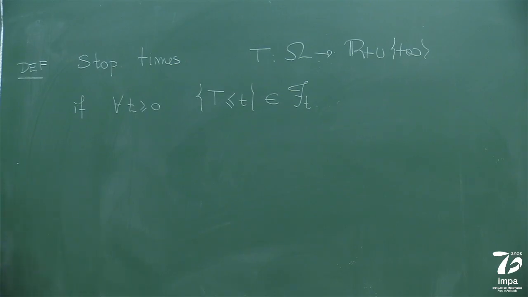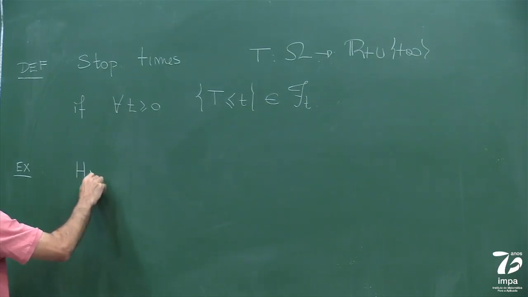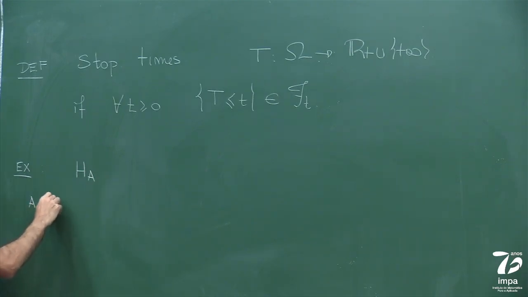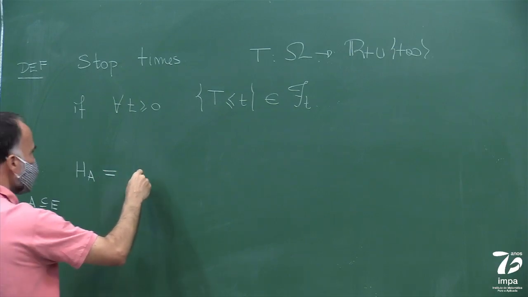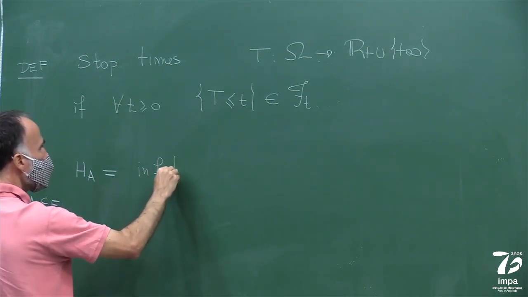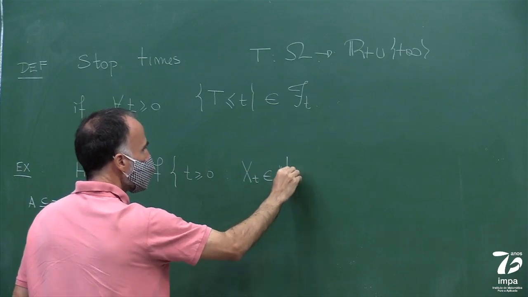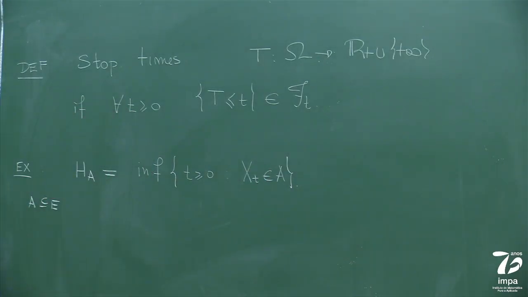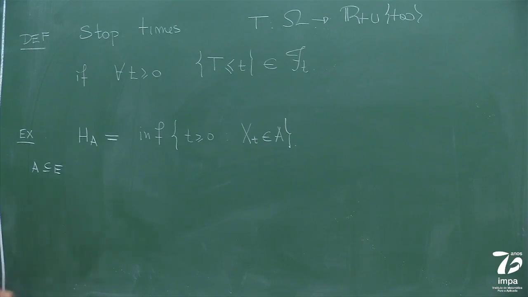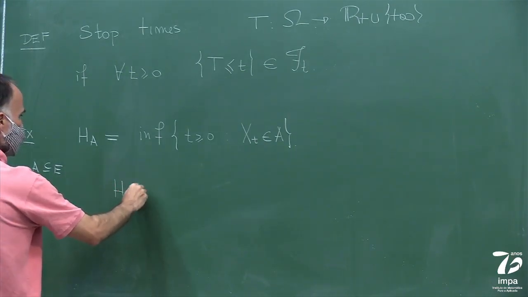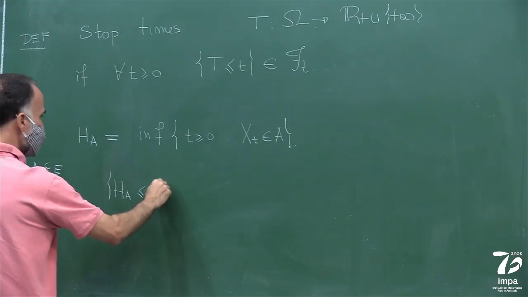So my first claim, okay, maybe we start with some examples. And I will present the same examples that we have seen in discrete time. So the hitting time, so if I call H_A, with A a subset of E, the first time you hit A, so this is the infimum over all t larger or equal than 0 such that X_t belongs to A, then what I claim is that this is a stopping time. So let's check. I have to show that H_A smaller or equal than t belongs to F_t.